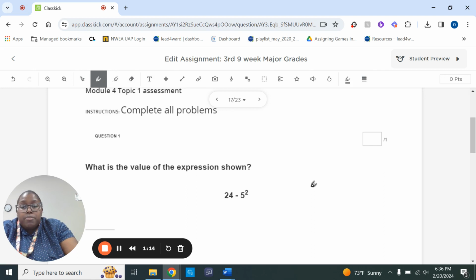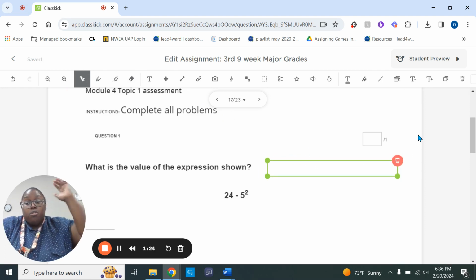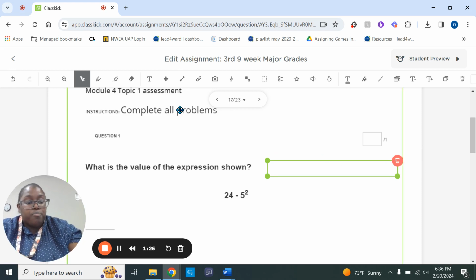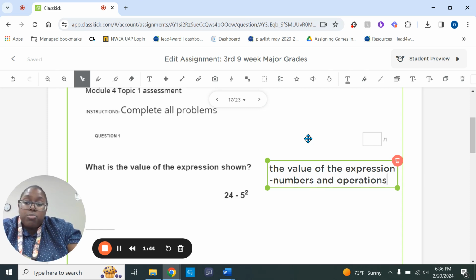Question number 1. What is the value of the expression shown? Remember, you should have a piece of scratch paper with you. What are we looking for? The value of the expression. If you need to remember, what is an expression? Numbers and operations. Now, what numbers and what operations? Usually that is given to you if you need to find the value of it.